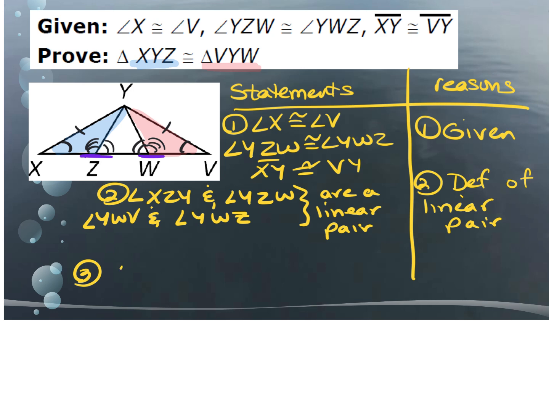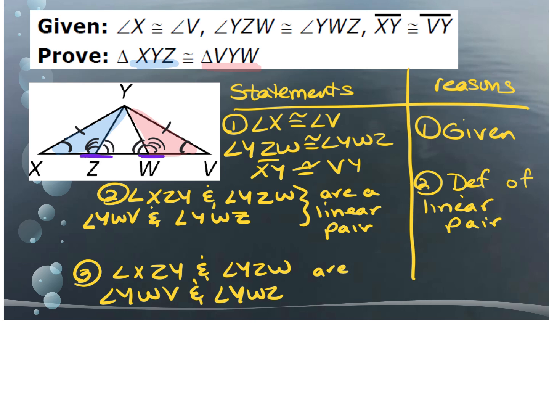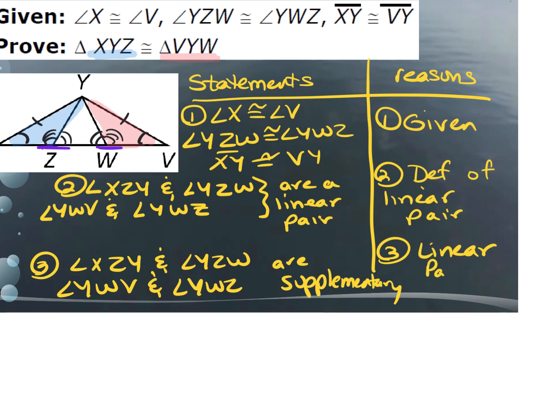So now I'm going to state that angle XZY and angle YZW, and YWV and YWZ, these are supplements, or supplementary. And this is your linear pair postulate. And you could abbreviate that as LPP.